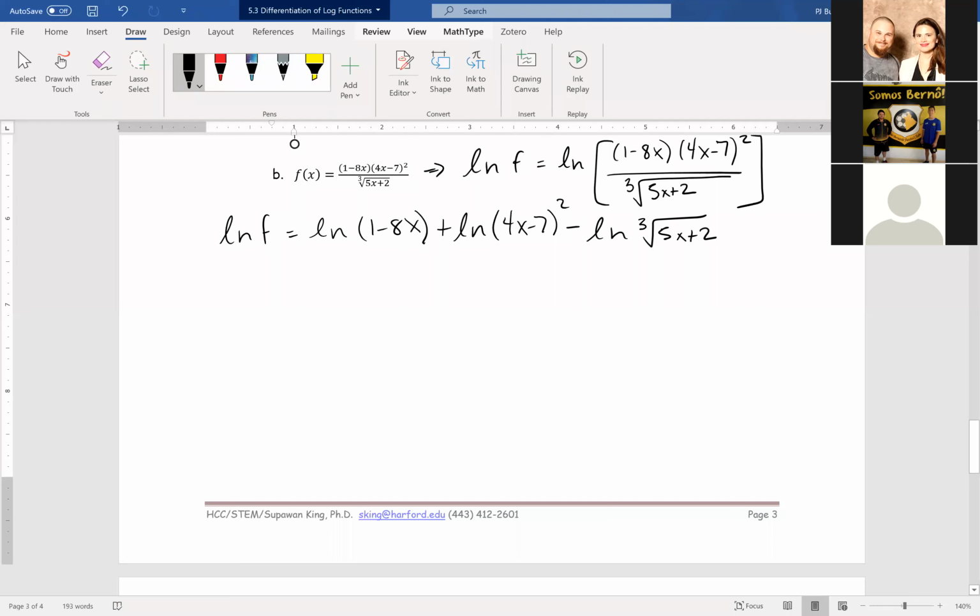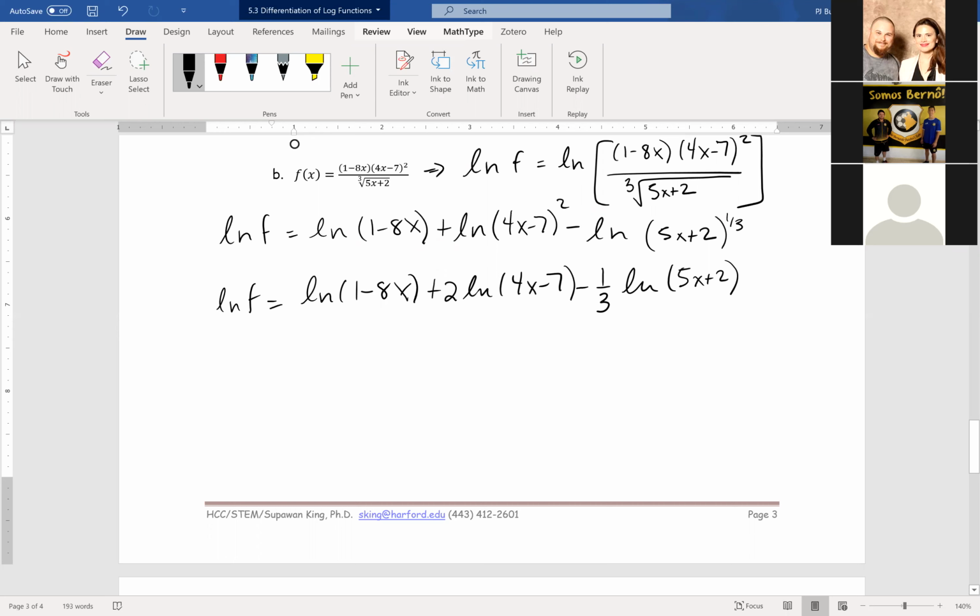So then we've got this square up here that I can pull down, and I can rewrite the cubed root as a 1/3 power. So I can come down here, write the first one, bring that 2 down in front, and then bring the 1/3 down. Now I'm ready to take the derivative.